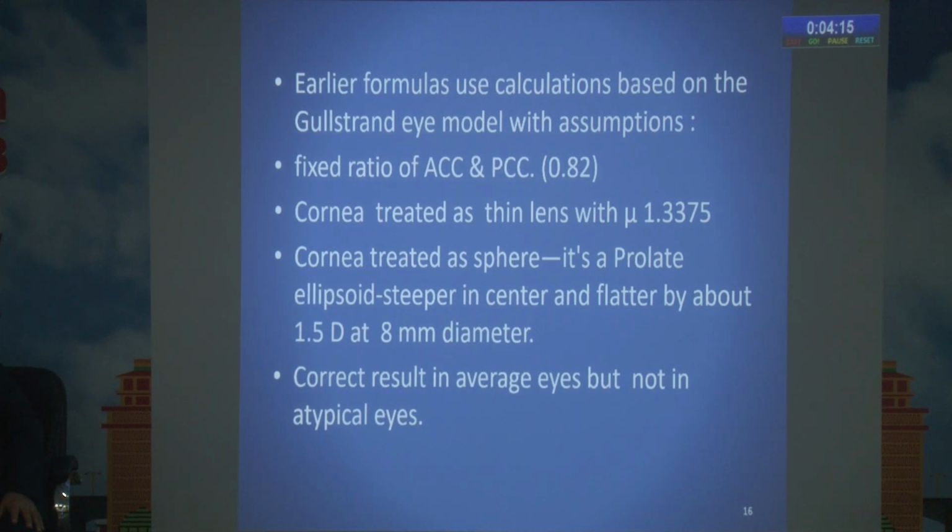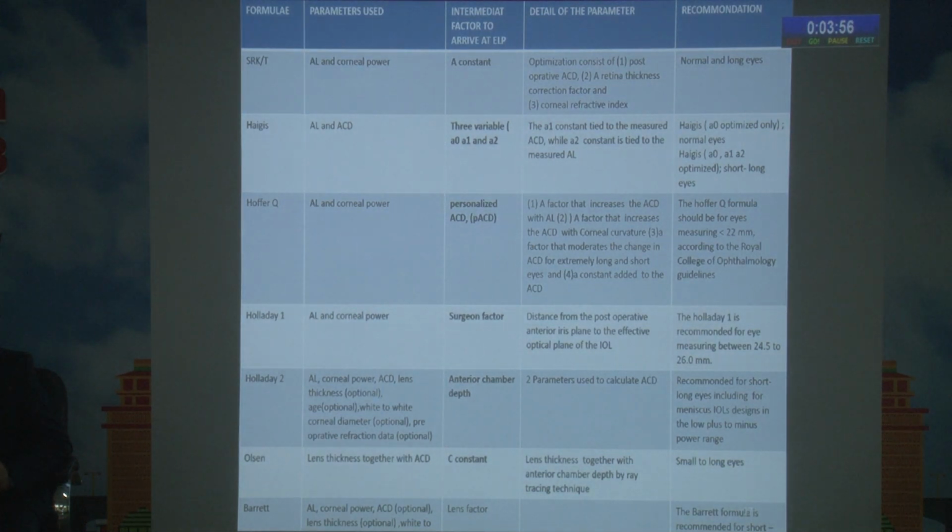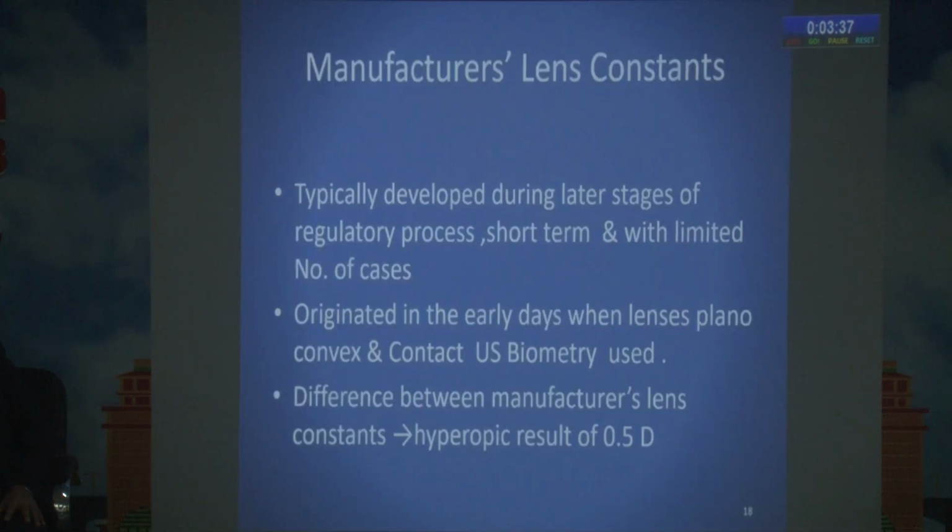And there were some other assumptions also, that we always assume that there is a fixed ratio of anterior and posterior corneal curvature. Cornea was treated as a thin lens with uniform refractive index of 1.3375 and actually it is 1.37. And so this gave us good results in average eyes but not in atypical eyes. So there were some constants used to emmetropize and achieve emmetropic results, and this was the A constant in SRK/T, A0, A1, A2 in Haigis, personalized anterior chamber depth in Hoffer Q and Holladay 2, and Holladay 1 had the surgeon factor and Barrett has the lens factor.